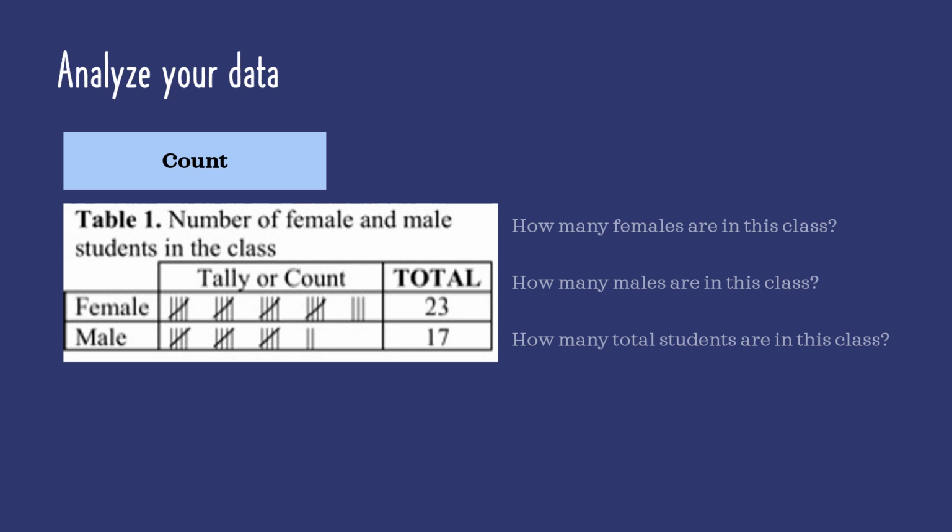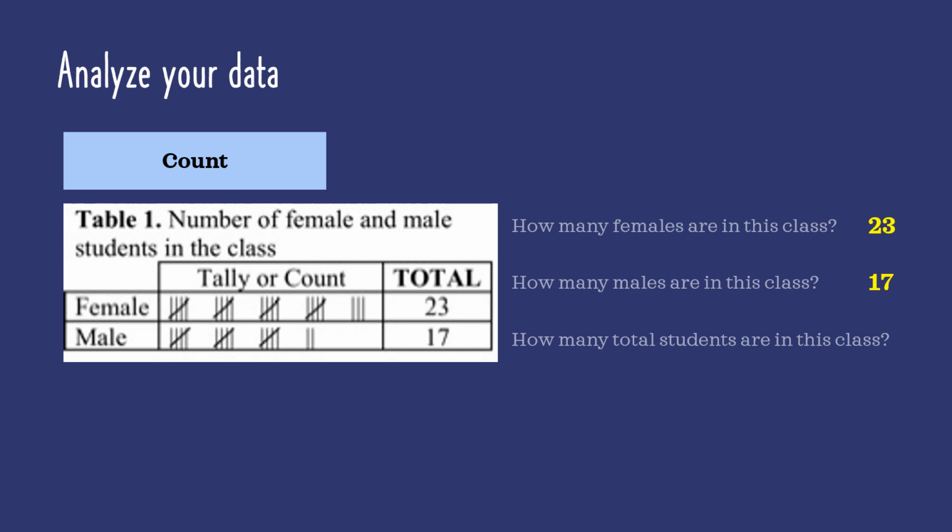From count data, you should be able to assess how many observations belong to each category, as well as how many total observations there are. For practice, let's answer these questions. The first asks how many females are in this class. By looking at that first row of my table, I can clearly see that there are 23 female students tallied. How many males are in this class? Well, 17. The table told me.